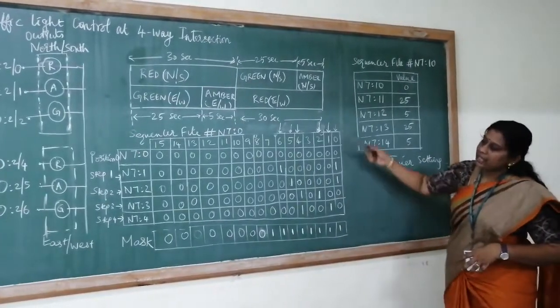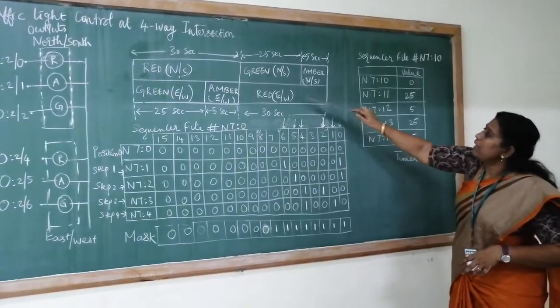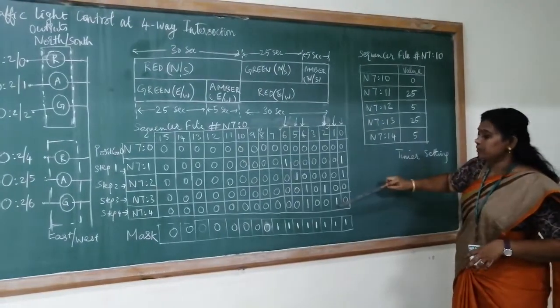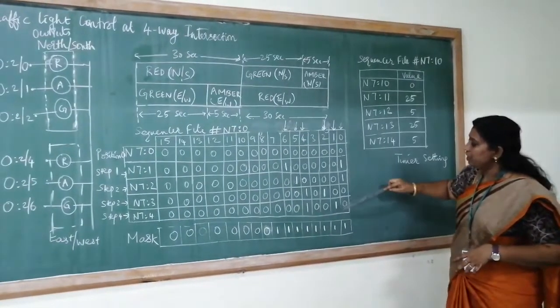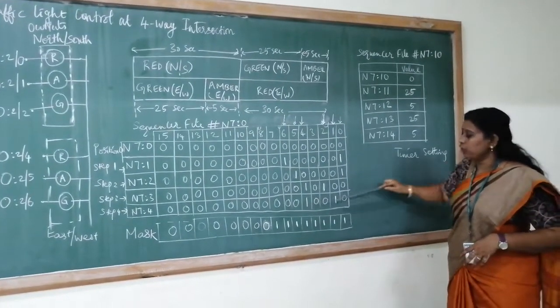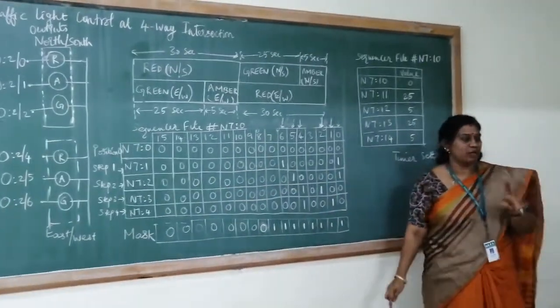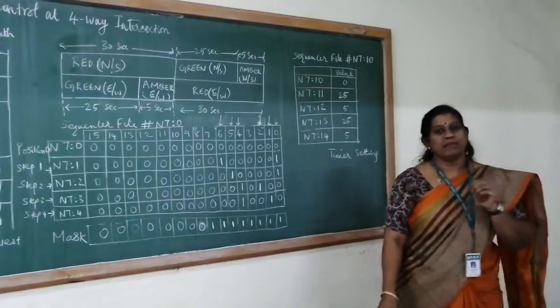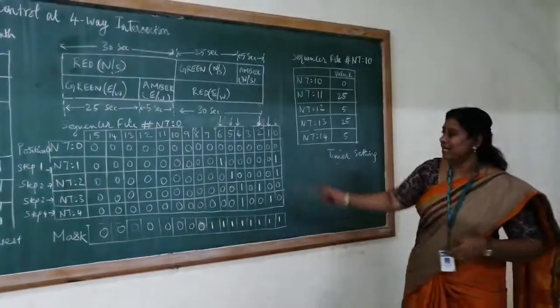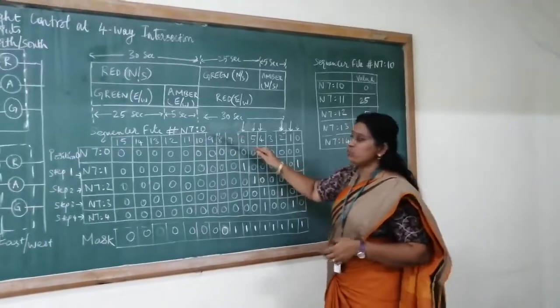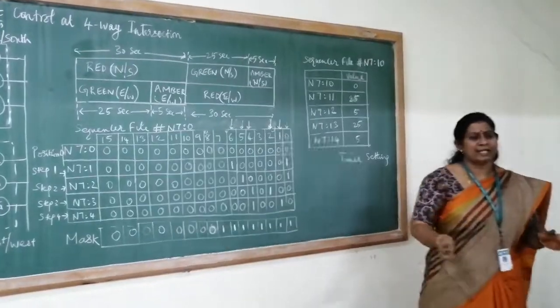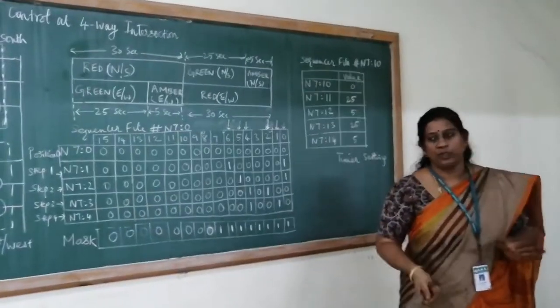Similarly, the next one is amber in north-south and red in east-west. We have mapped these to bit 1 and bit 4. This is how we have created a 4-step sequence, and this can be stored in a sequencer file, and that file is N7:0. That's done. We have just mapped the output devices.